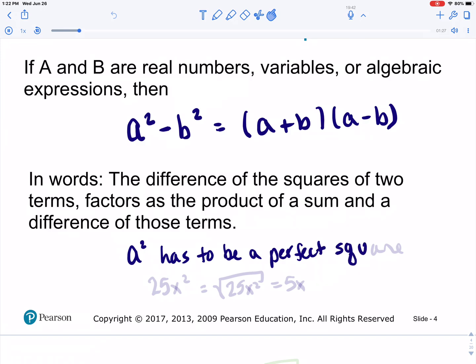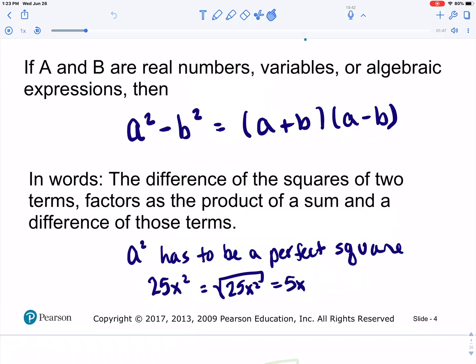So, for example, if you have 25x squared, you would take the square root of it, and you would get 5x. And since it's a whole number, then it's a perfect square. So you got to keep that in mind as you do these.